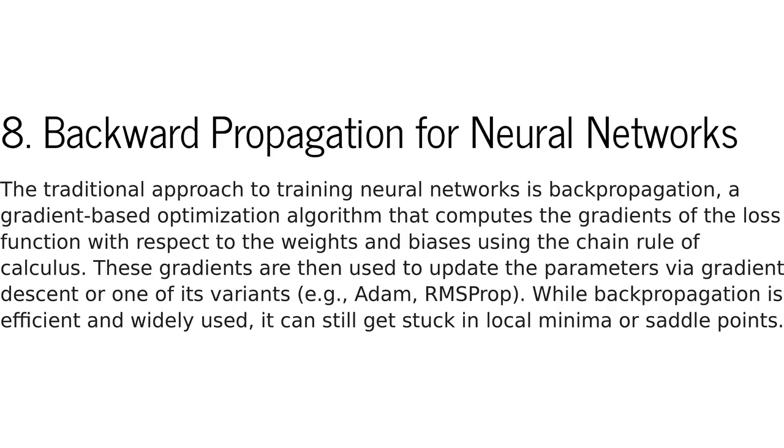Once these gradients are calculated, they tell us the direction of the steepest increase in the loss. We then use an optimization algorithm, like gradient descent, to update the network's parameters by taking a small step in the opposite direction of the gradient. While backpropagation is highly effective, it is important to remember that it is a local optimization technique, which means it can sometimes get trapped in local minima or saddle points, rather than finding the absolute best solution.